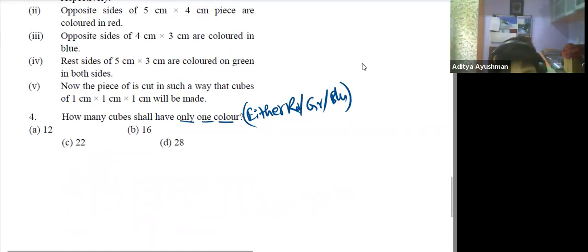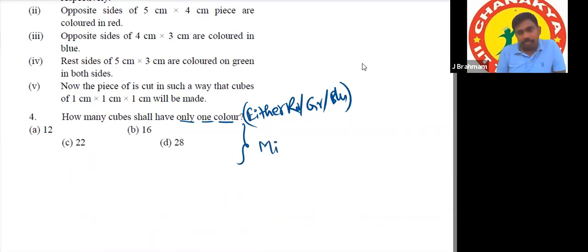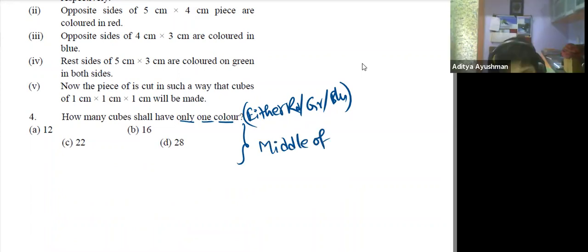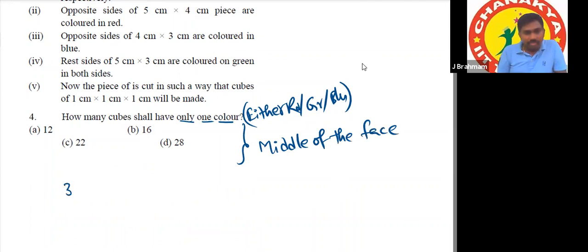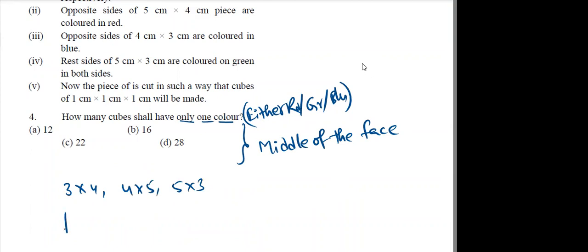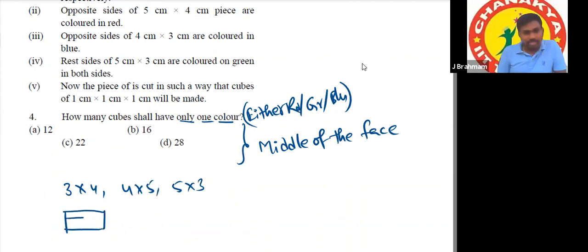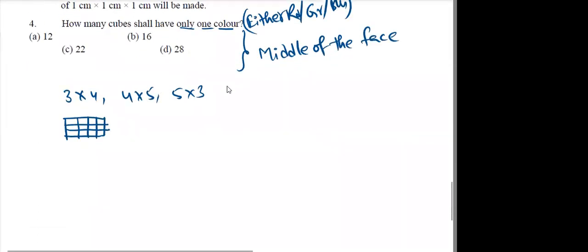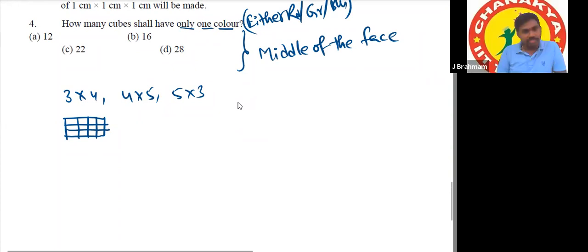In the middle of the face. Middle of the face, middle of the face. One face is of 3 by 4, another face is of 4 by 5, and another face is of 5 by 3. One face is of 3 by 4 means on this side 3 pieces will be there, and on this side 4 pieces will be there. But how many do we need to consider here? Only 2. Yes, very good, correct.